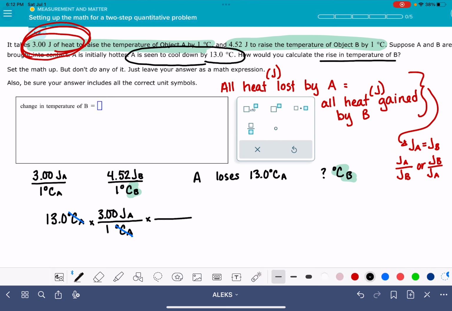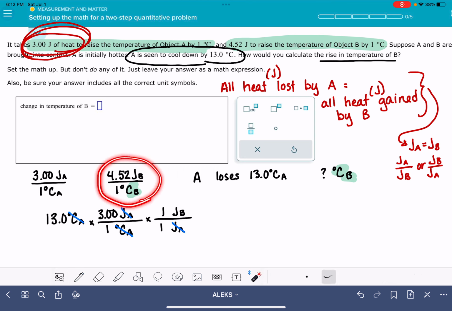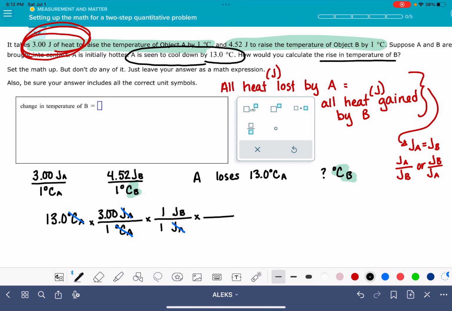Next step in this process, joules of A convert into joules of B, and that is a 1-to-1 conversion. Joules of A are equal to joules of B. So this is going to cancel out the joules of A. In my last step, I'm going to use this conversion factor to go from joules of B into degrees Celsius. I want joules of B on the bottom. I want degrees Celsius of B up on top.